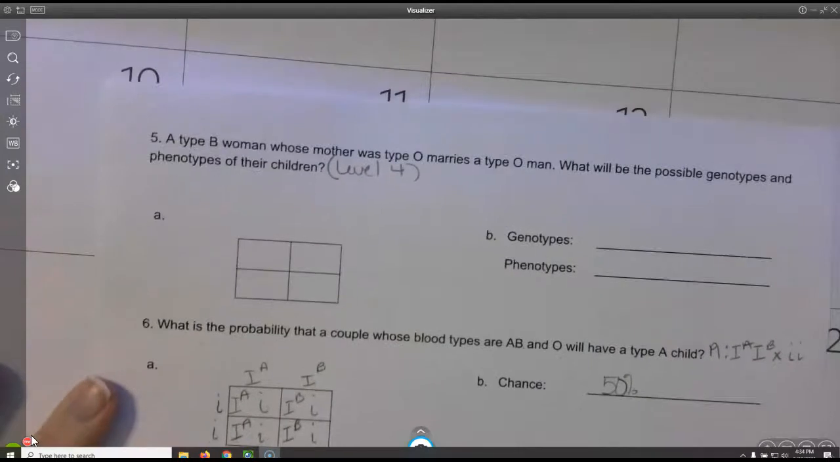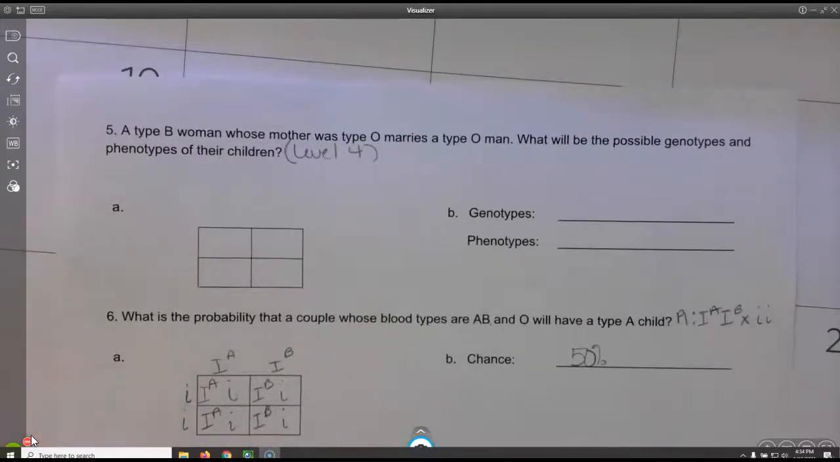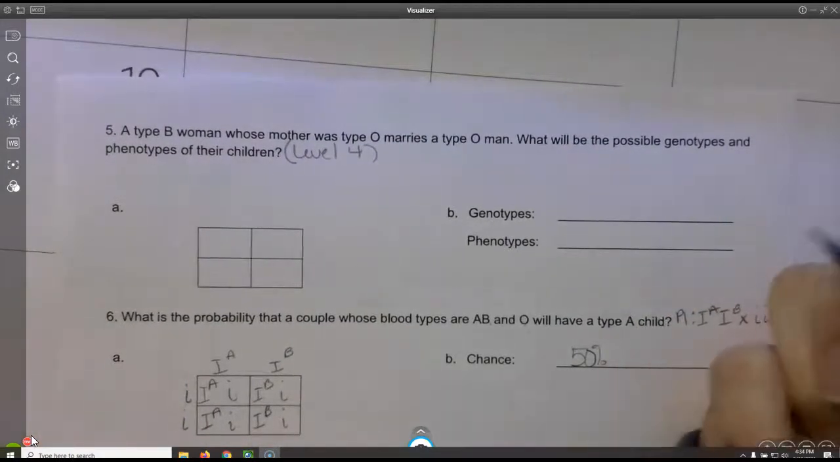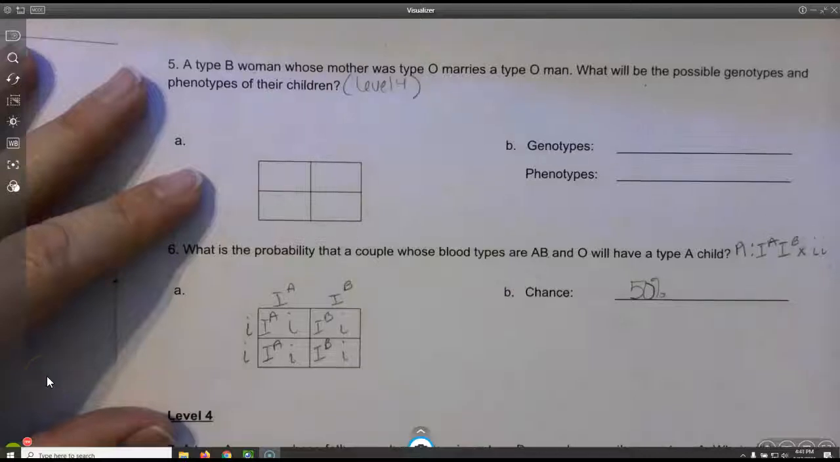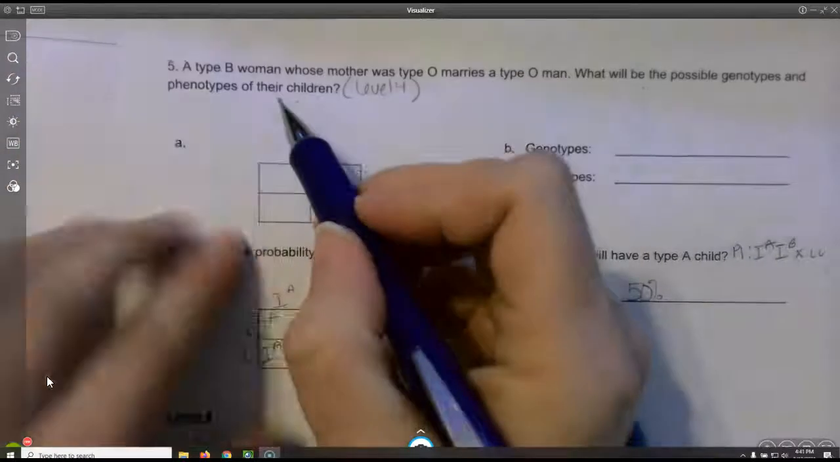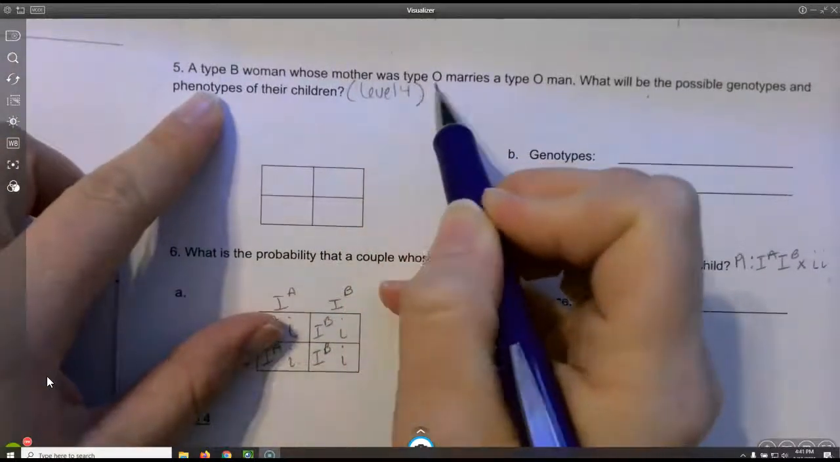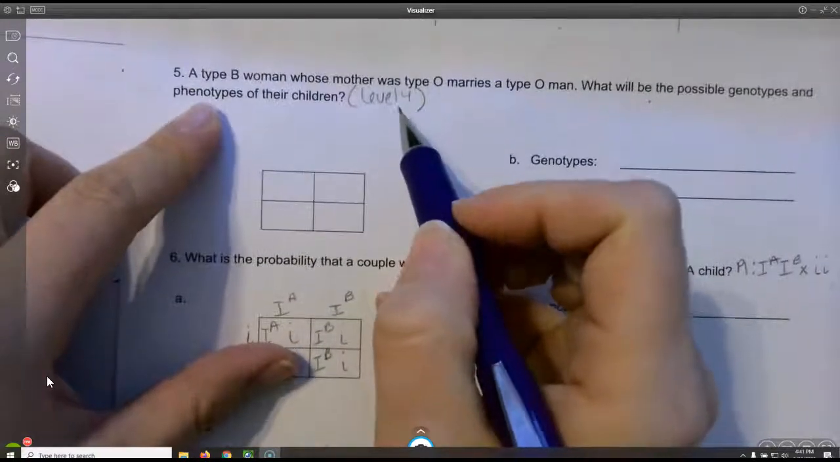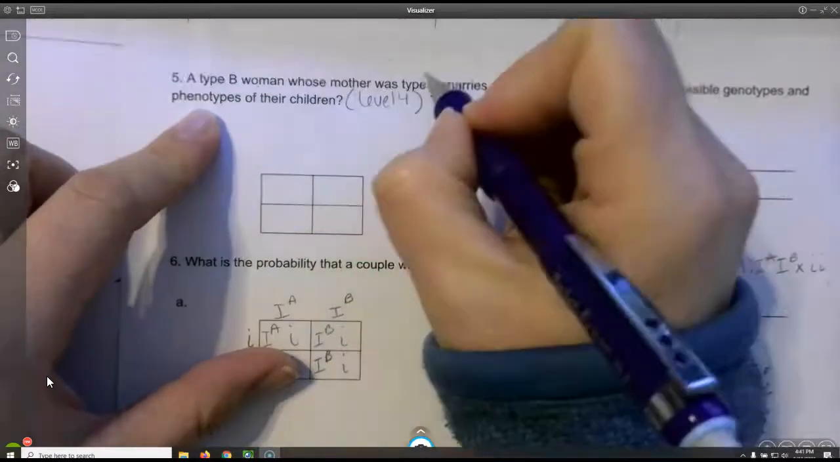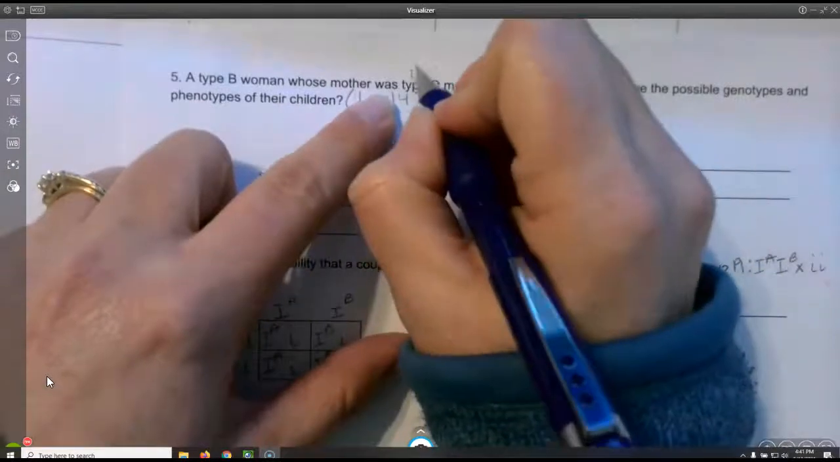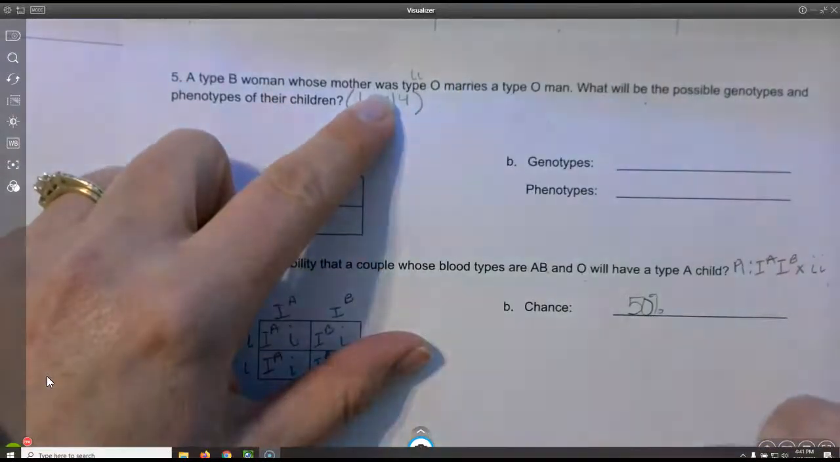Let's go back to 5. Sorry, 5. Okay. So a type B woman whose mother was type O. So let's take this piece by piece. So we start with the mom. Type O is I, little i, okay?